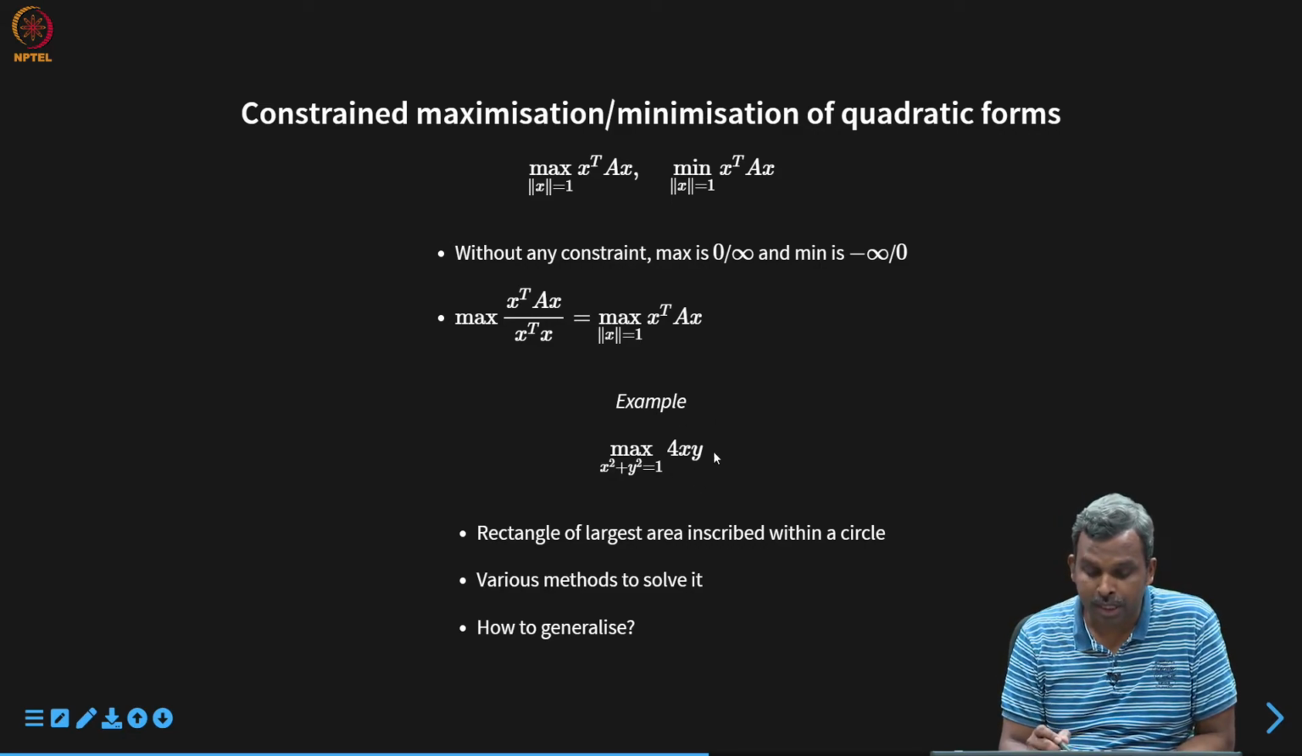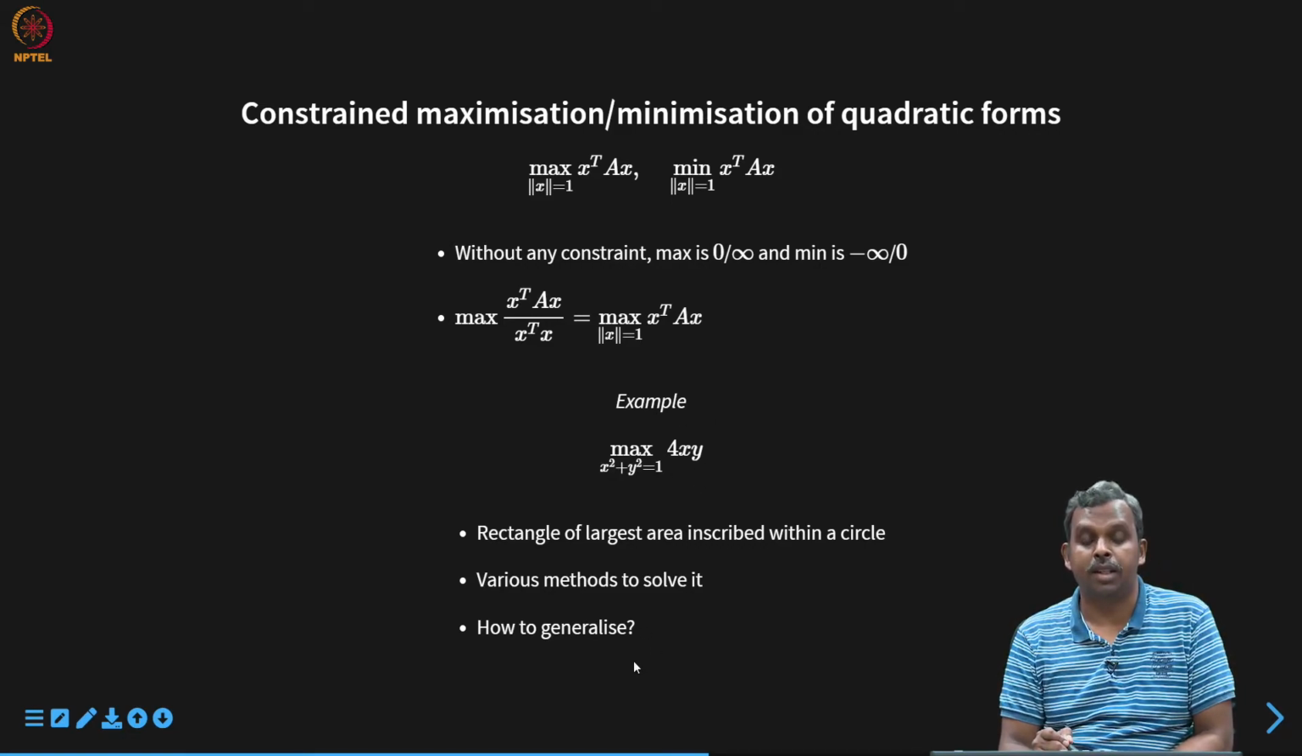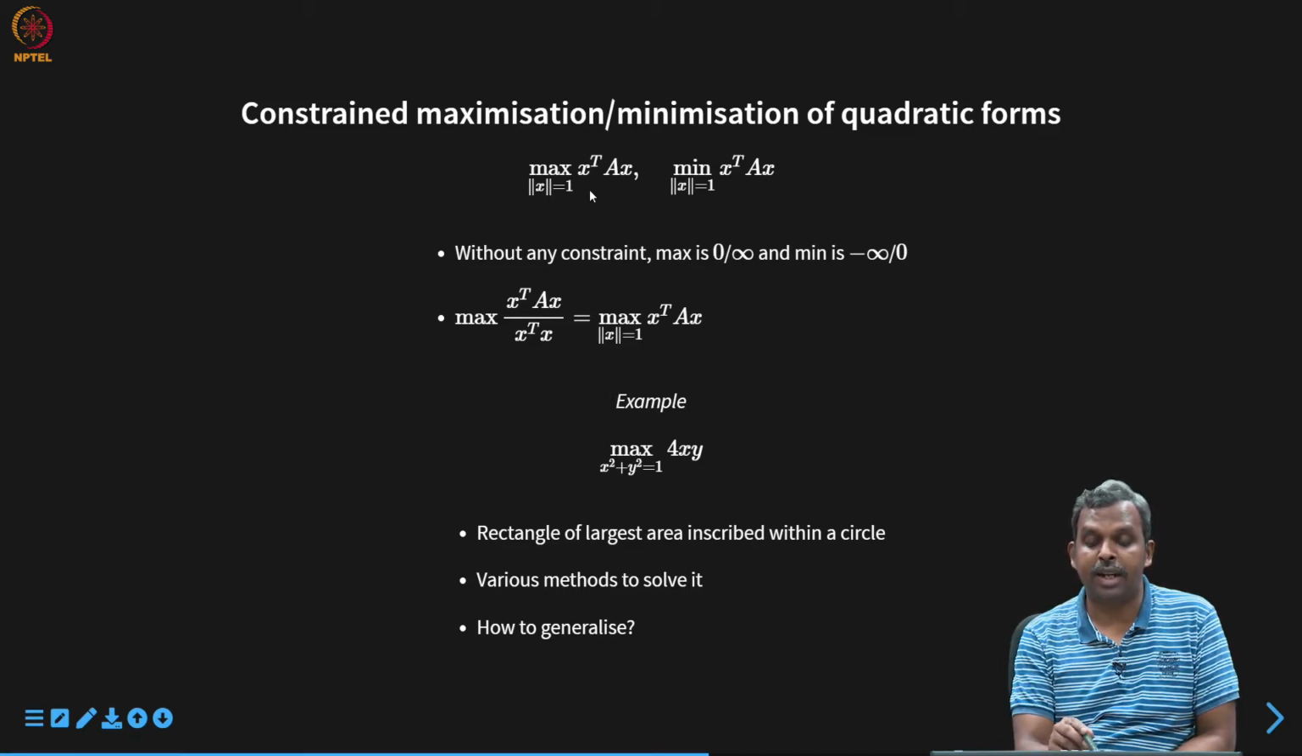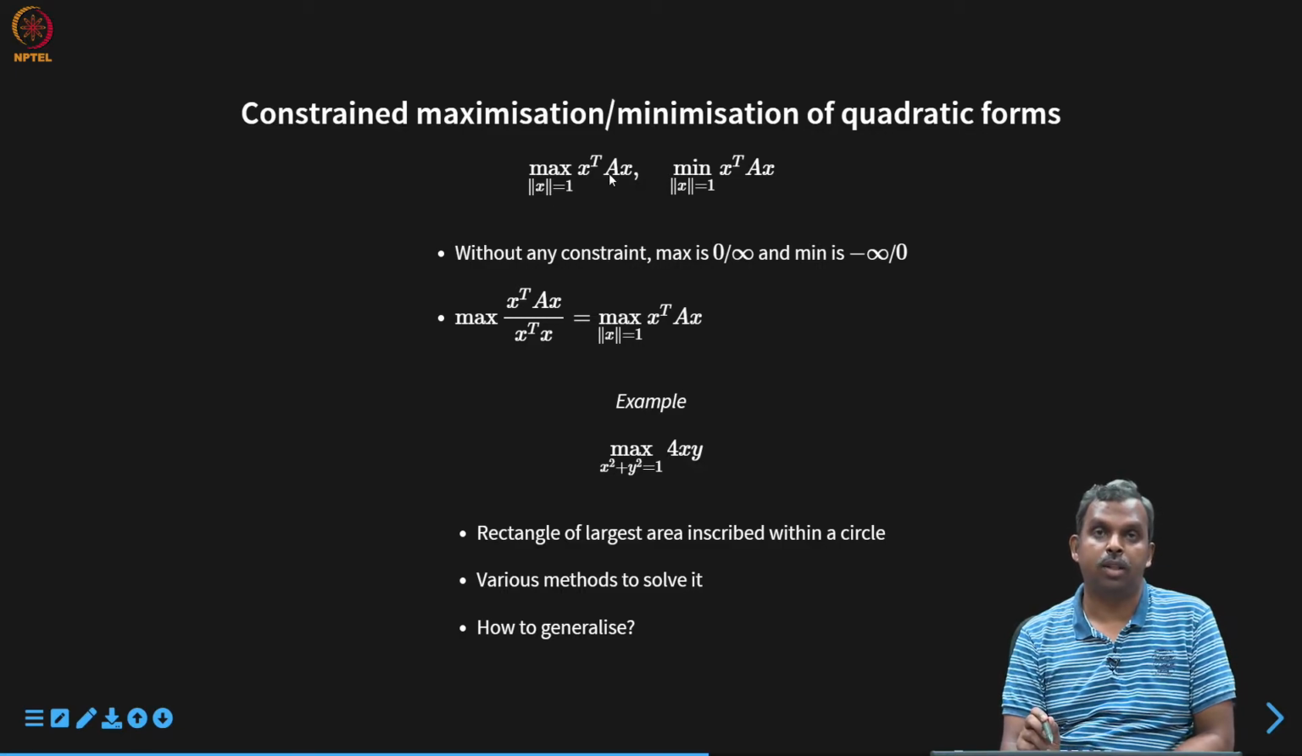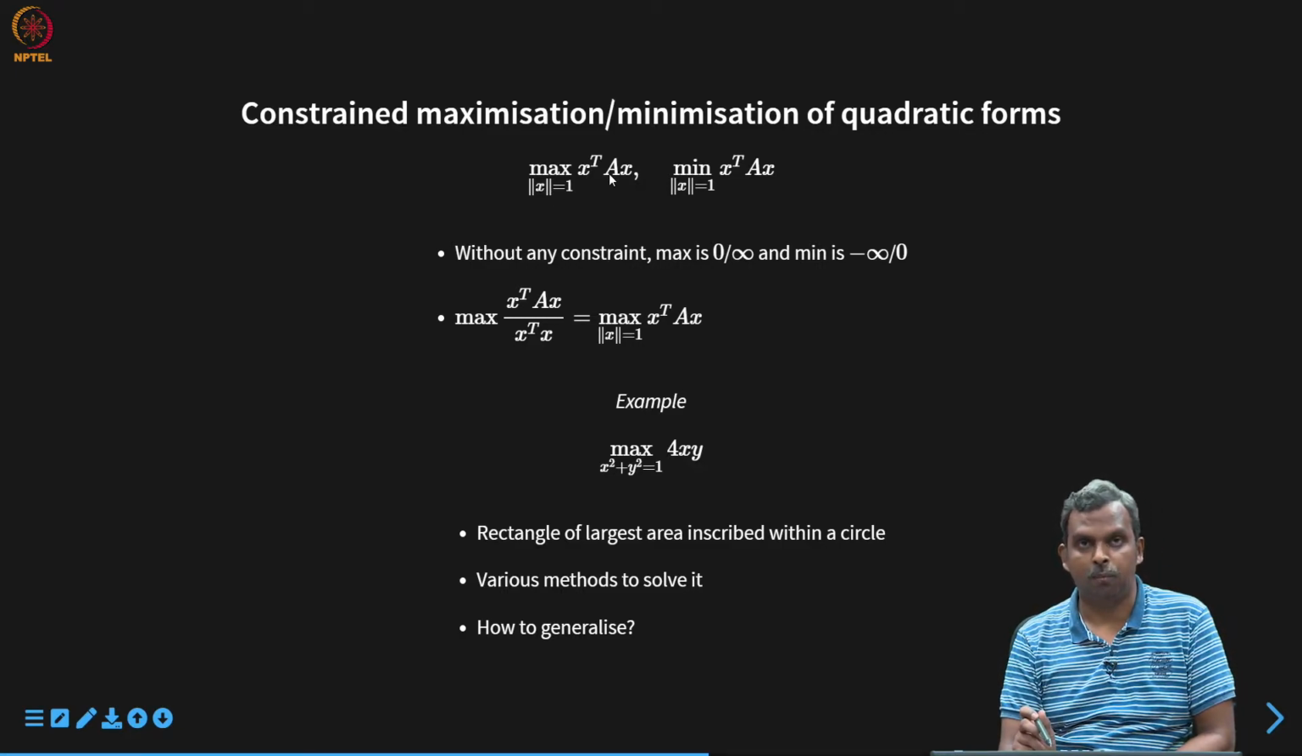Okay? But the question here is how to generalize, right? How do I take this problem and then sort of generalize it to n dimension? You know, any quadratic form with this constraint, how do you solve it? Okay, n dimensions, arbitrary A.